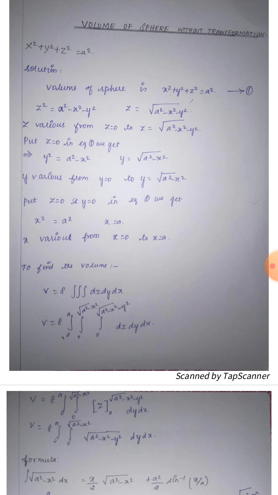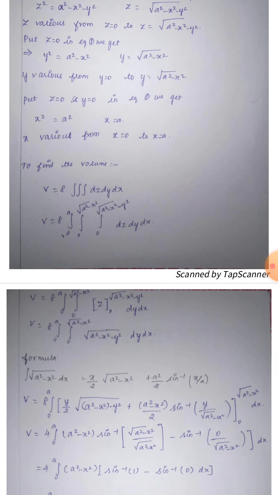V is equal to 8 into the integral 0 to a, 0 to root of a squared minus x squared, and z varies from 0 to root of a squared minus x squared minus y squared, dz dy dx. V is equal to 8 into the integral over 0 to a, integral over 0 to root of a squared minus x squared, and we are substituting root of a squared minus x squared minus y squared. The lower limit gives 0, so it will be neglected, dy dx.